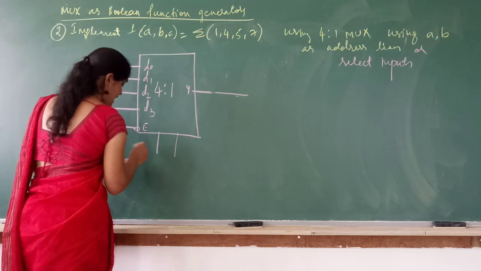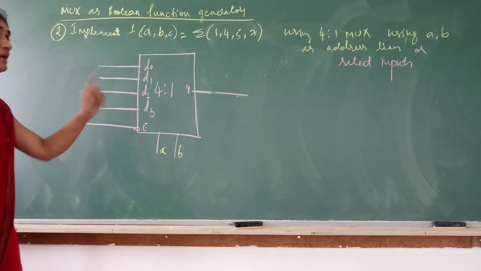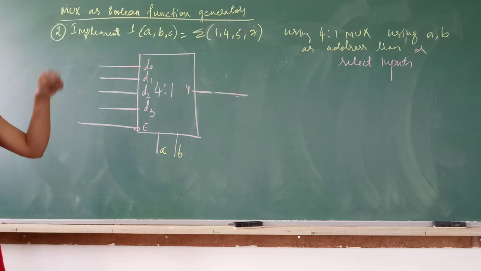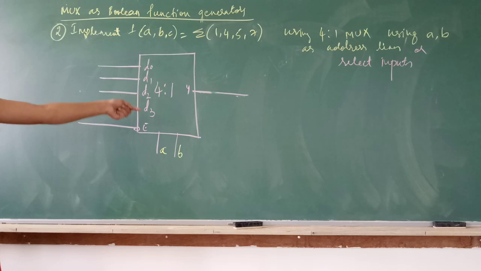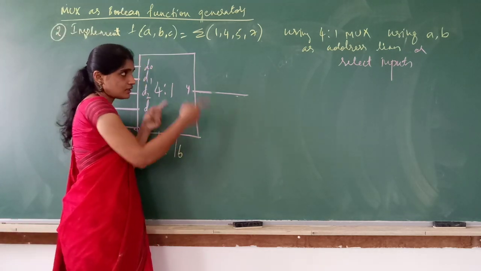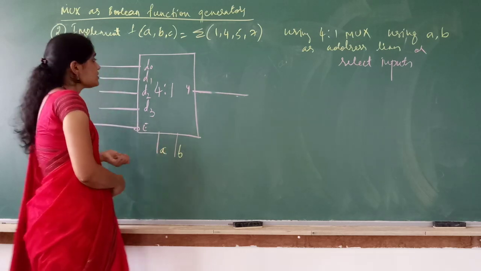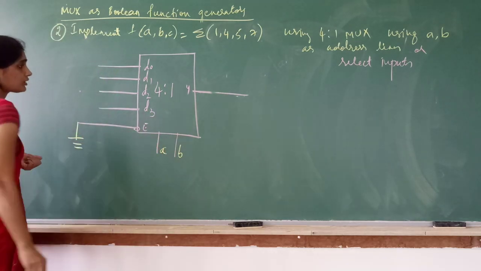So select inputs have to be what? A, B. Sometimes they will consider BC as select inputs or AC as select inputs. So whatever they give, you have to consider. Otherwise, you can take the first two variables as select inputs as the analysis will be easier. Okay. So now I have the 4:1 MUX. As usual, connect the enable input to ground.